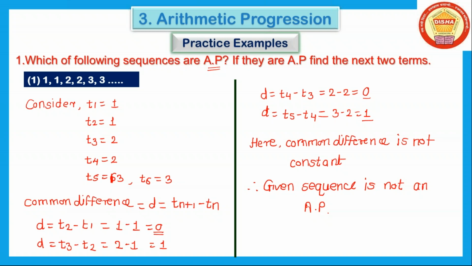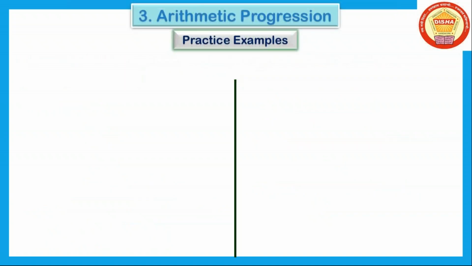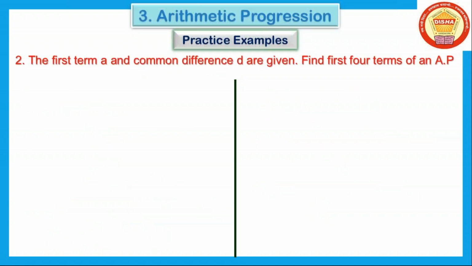Okay, on that same theory part, another question is asking. See, the first term and common difference is given. Then find the four terms in an AP. Means here first term is given and common difference is again given. And we will find the AP. Means we have to form here AP. Okay. Here first term is given as -3 and common difference is taken as 4.